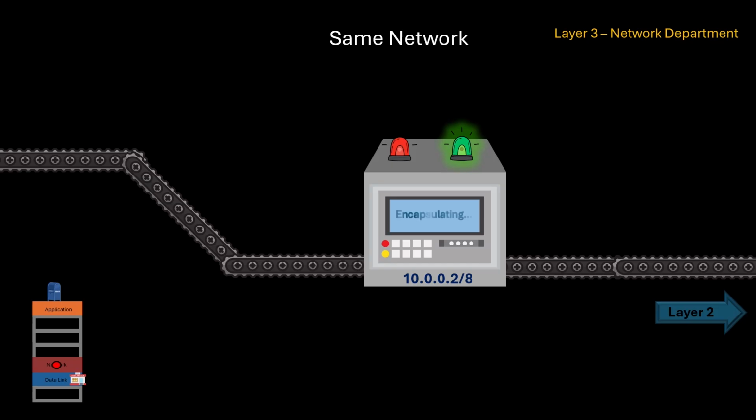The network layer begins preparing the shipment. It attaches layer 3 information, which in networking terms is called encapsulation. At the completion of processing, layer 3 will have generated what is known as a packet.